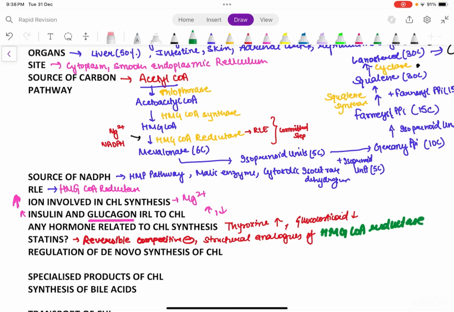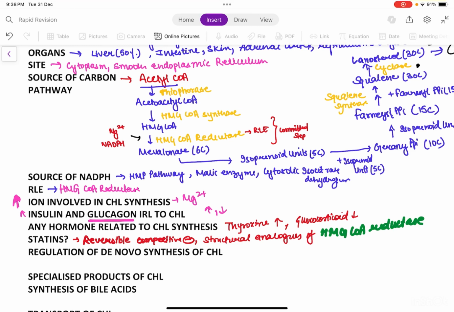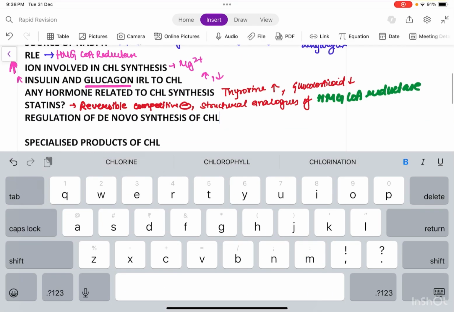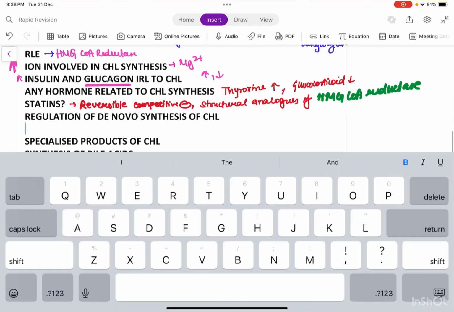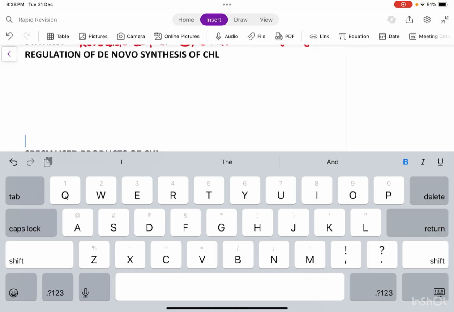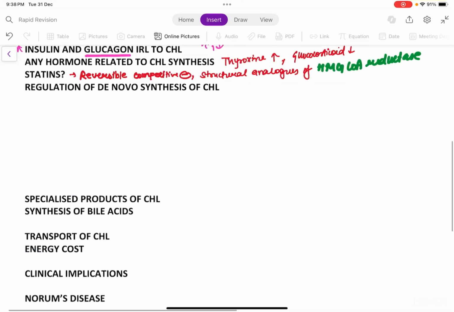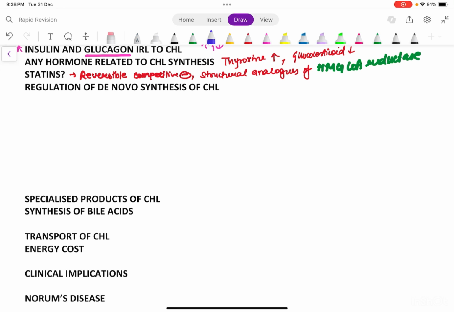All right. Now, regulation of de novo synthesis of cholesterol. In this, you should know basically 4 points. Now I will tell you how it is happening. First of all, there are 4 mechanisms through which the regulation of the de novo synthesis of cholesterol occurs.